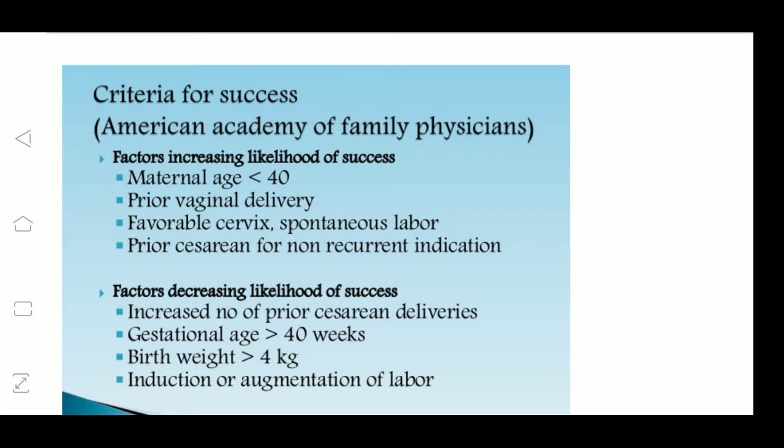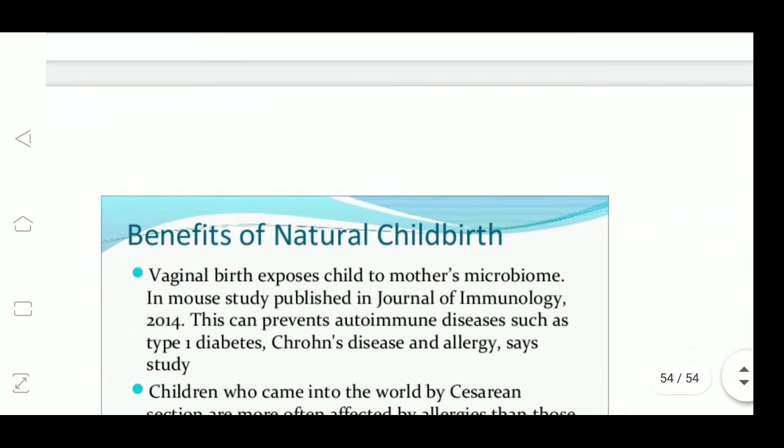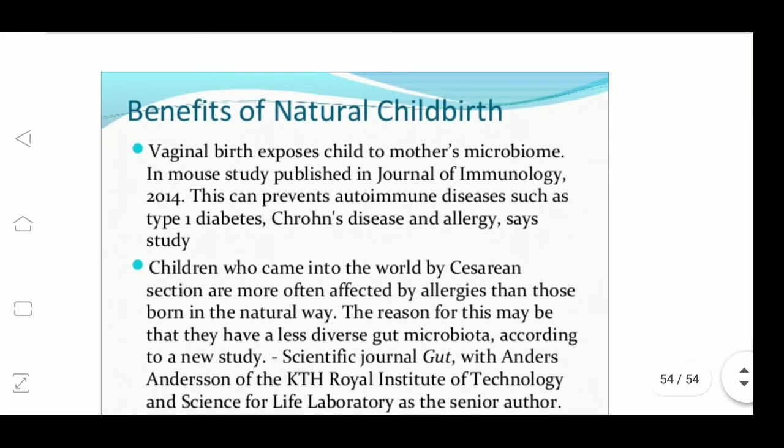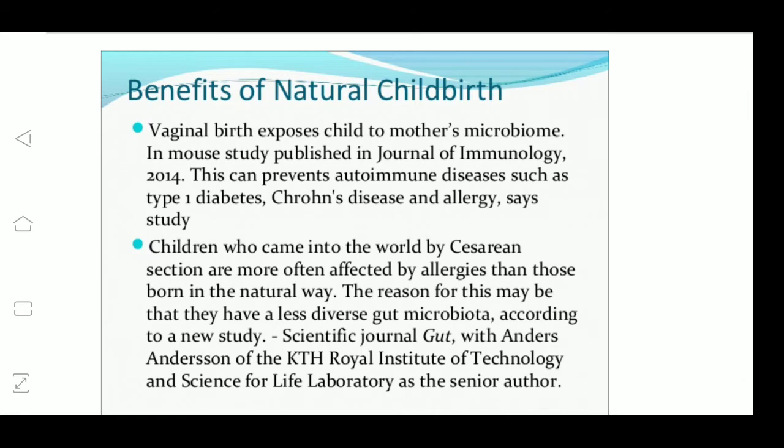Gestational age more than 40 weeks, birth weight more than 4 kg, and induction or augmentation of labor are the factors which decrease the likelihood of success of vaginal birth after Caesarian. Now, why do we insist on VBAC if we can? Because there are lots of benefits of natural childbirth.